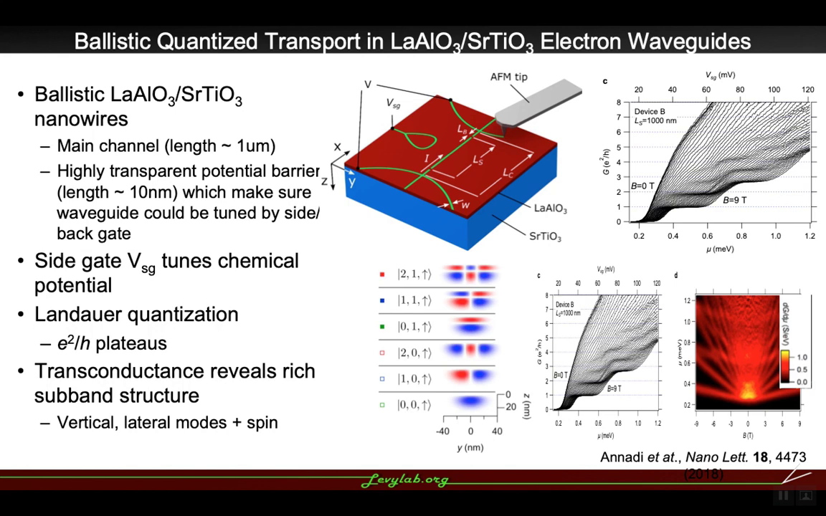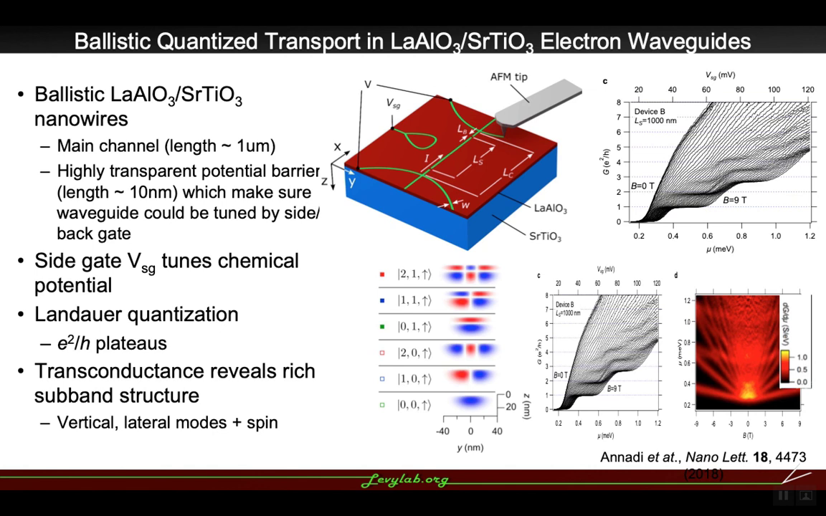We can see from this figure that it shows quantized conductance, with integer conductance. The unit is e squared over h. This plateau is very clear, and this is just a representative wave function we use and see in these figures.